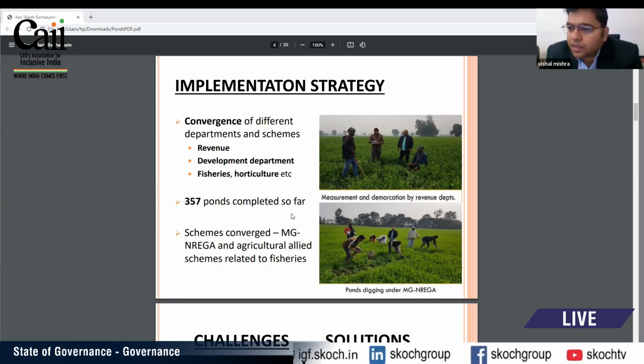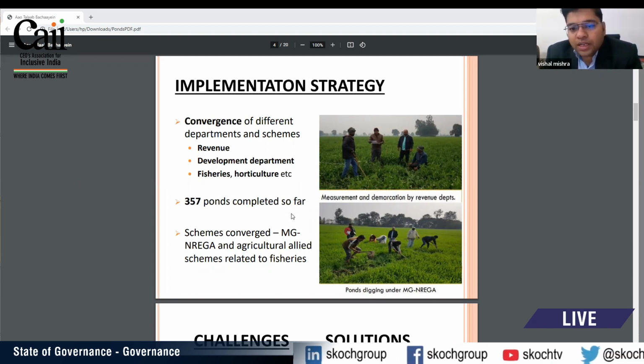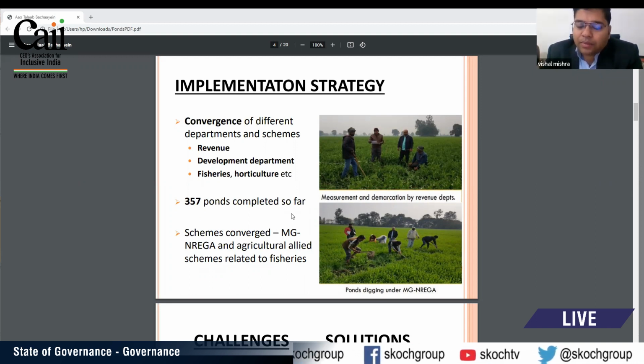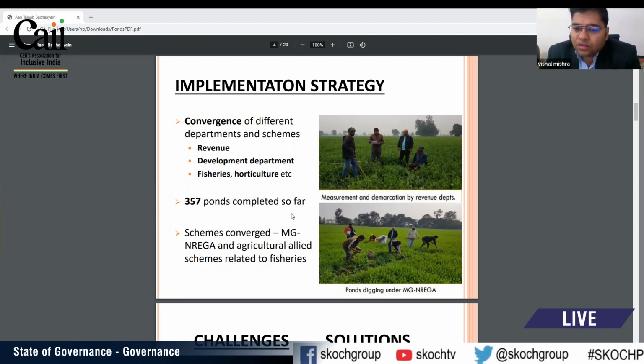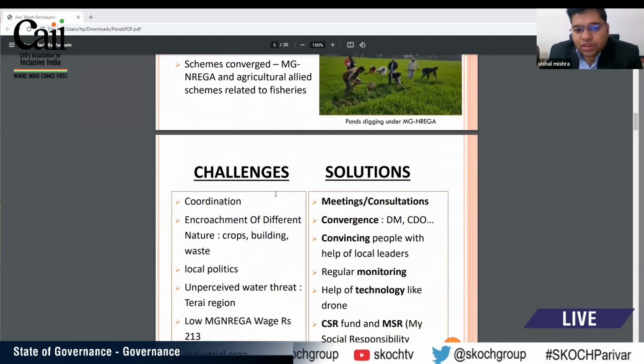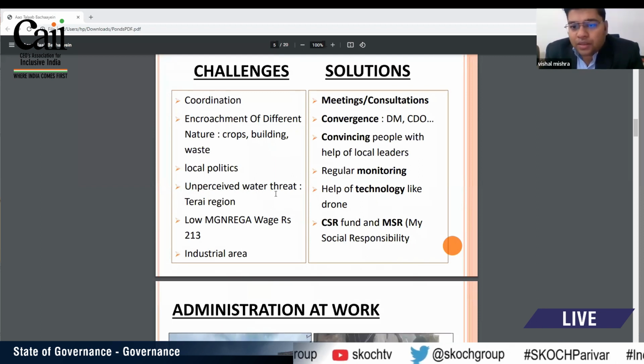Even other departments like fisheries and horticulture are beneficiaries because they are getting ponds for their activities, and the agriculture department and the farmers themselves are also beneficiaries because they are getting enough water for irrigating their crops. But this was not so easy. There were many challenges, but we have done it so far with these proposed solutions.